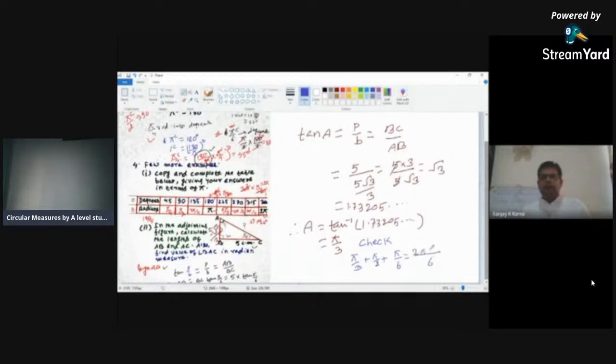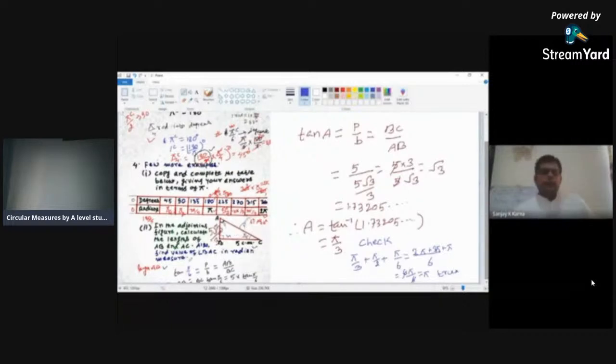So 2 pi and 2 threes are 3 pi, and then this is pi. So how many pi are there? 3 plus 2 plus 1, that is 6 pi. So this is 6 pi by 6, and 6 and 6 got cancelled out, and then we are left with pi, which is true. Why is it true? The total sum of angles in a triangle is always pi radian or 180 degrees.